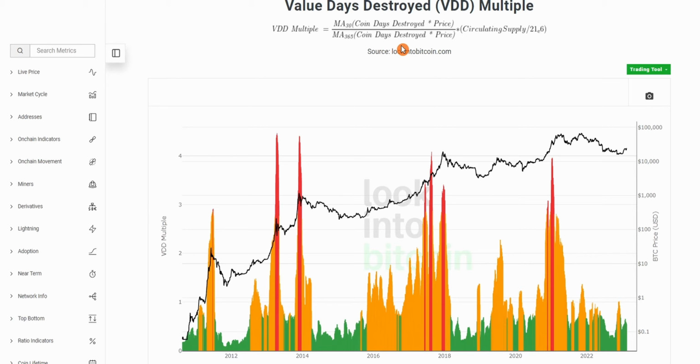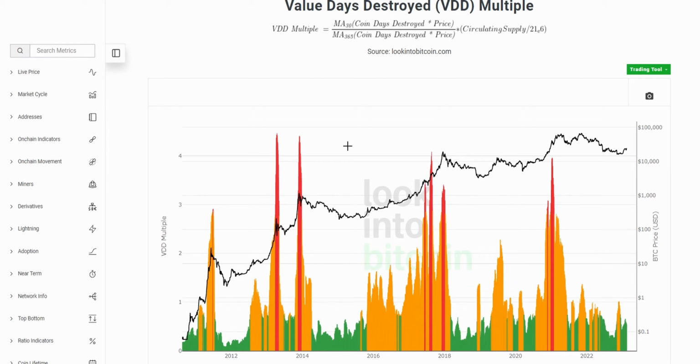So rather than just the raw data of coin days destroyed transactions, if we compare that to a longer time frame average, such as the yearly moving average of that, we actually get a really good and accurate indication of when there's a substantially large amount of Bitcoin being transferred by these larger, more experienced players in the market.